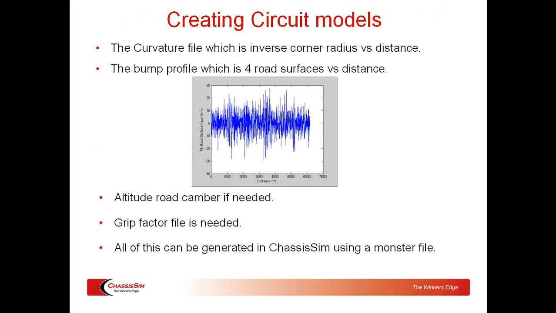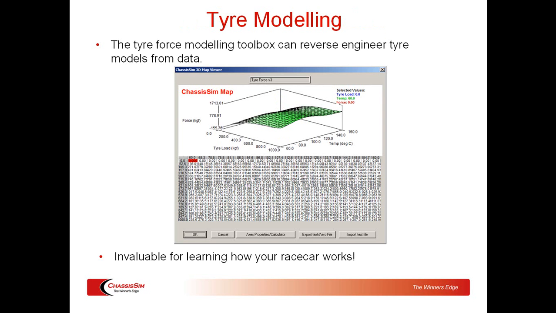So you'll be able to create things like a curvature file that tells you your trajectory around the circuit, the bump profile, which is your forward road surface displacements versus distance, your altitude, road camber if needed, and your grip factor if needed. Now, all of this can be generated using ChassisSim, using the ChassisSim monster file generated from your data. The other thing that you're going to be getting access to in ChassisSim Professional Online is the tire force modeling toolbox.